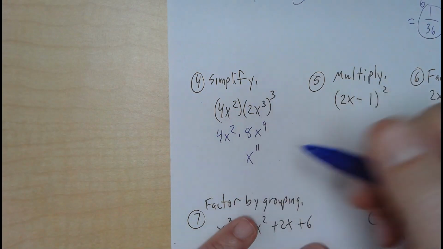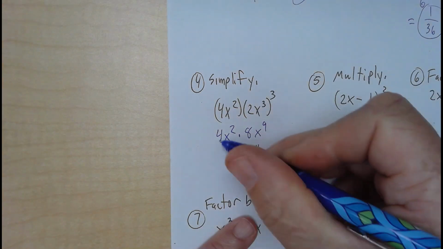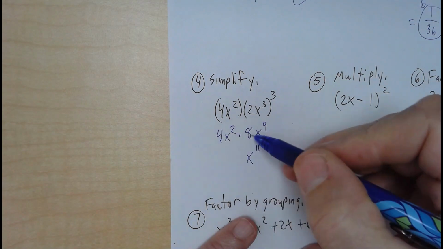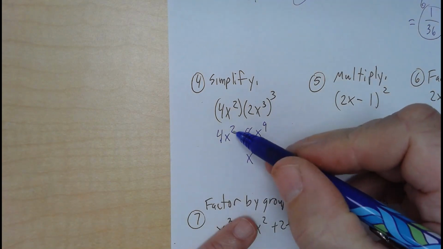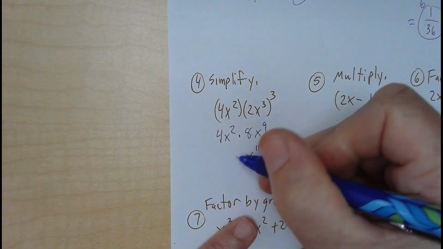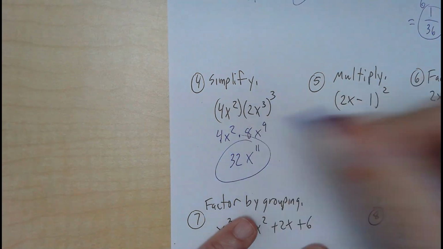And then 4 times 8 is always 4 times 8, because those are numbers, right? So the numbers are numbers, you do number things with them. The exponents, you follow the rules of exponents, so 32.